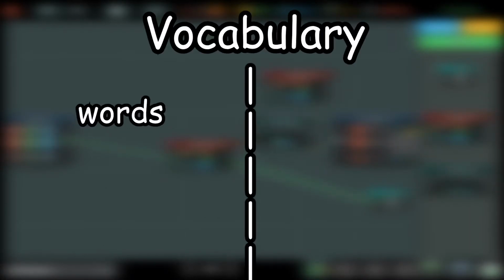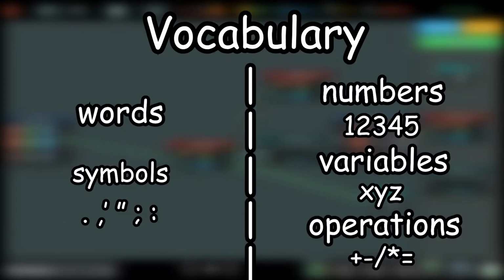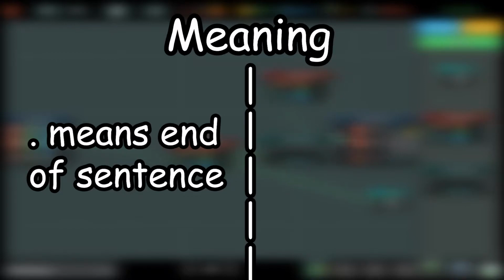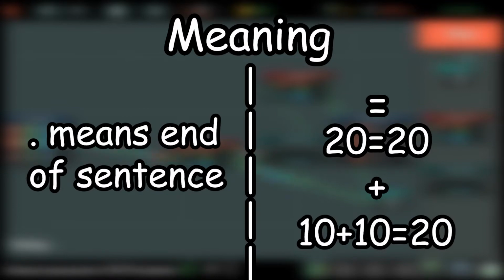A vocabulary of words or symbols. We have numbers, variables, and operations. There should be meaning to those symbols. This means that the two sides are the same. This means you add them.